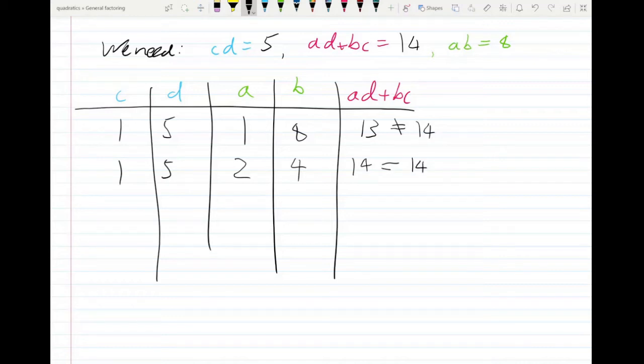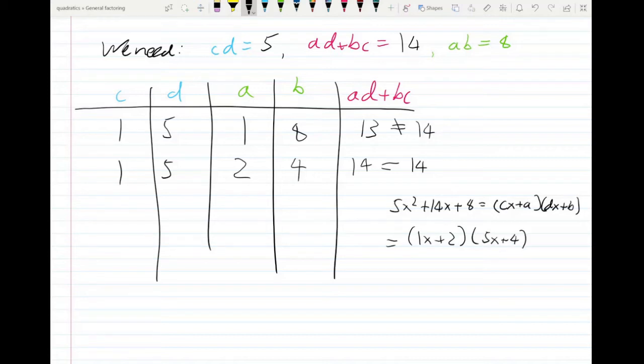So we then know that because our original form was 5x squared plus 14x plus 8 equals cx plus a times dx plus b, this then equals 1x plus 2 times 5x plus 4 if we substitute in our values for a, b, c, and d.